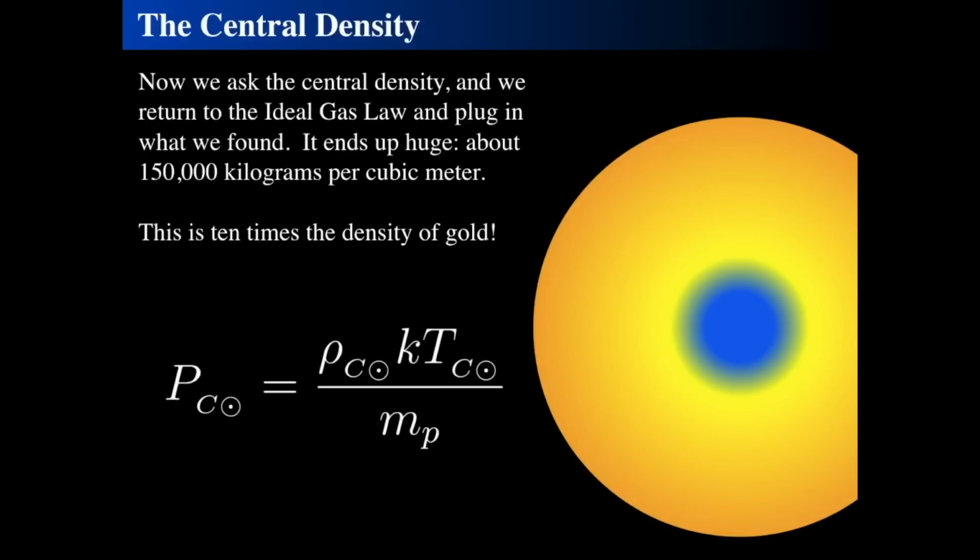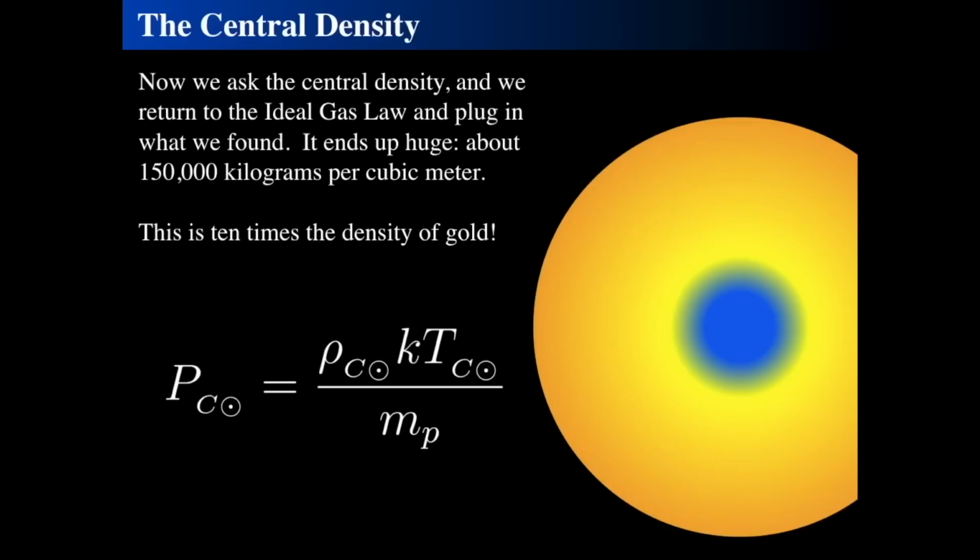All right, so now we have the central temperature, we have the central pressure. Now we can determine the density at the center of the sun, and we can go back to the ideal gas law, plug those central values in, and give it a typical mass, which is the mass of a proton. We find that the density is on the order of 150,000 kilograms per cubic meter. Now, gold has a density of about 10,000 kilograms per cubic meter, roughly, and so it is 10 times more dense than gold in the center of the sun. But it's still a gas, which is really crazy.